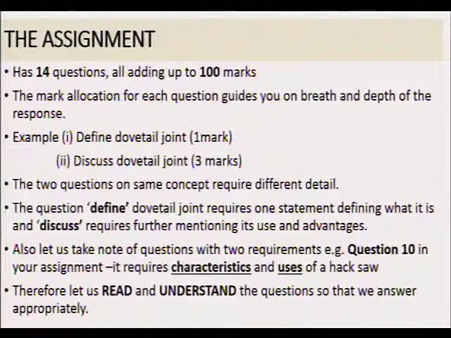I have an example: 1, define dovetail joints, 1 mark. Then discuss dovetail joint, 3 marks. Yes, the concept is the same, but the mark allocation is different, and also the question requirement is different. So in the define question, you simply need to give a simple definition of the term dovetail joint. While in the discussion question, which has 3 marks, you need to define, you need to explain where the dovetail joints are used, and you can also give different types of dovetail joints. Right. The 2 questions are asking the same concept but require different detail. So we need to be aware of that.